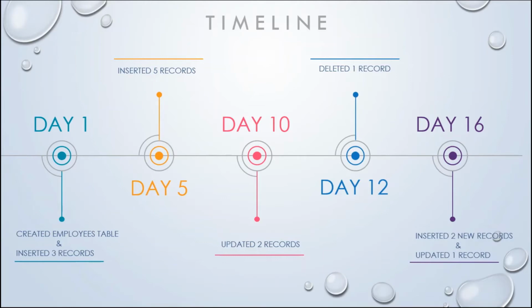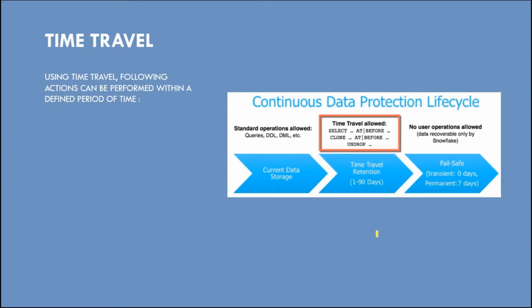Let's now go back and continue our discussion on the data protection lifecycle. We have already seen the operations that we have performed on various days on the employees table. So this is the first layer that we were talking about. Coming to the second layer of the data protection lifecycle, to enable time travel on the objects, we have to set a property which is the time travel retention period. The minimum time for the time travel retention period is 0 days, and the maximum is 90 days for the Enterprise and higher editions of Snowflake. However, for the Standard edition of a Snowflake account, it just goes up to 1 day.